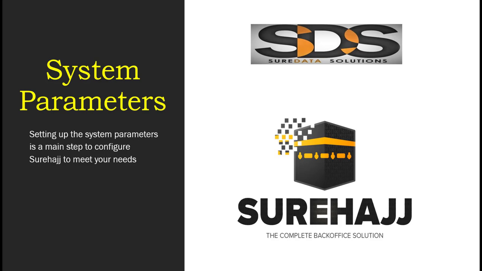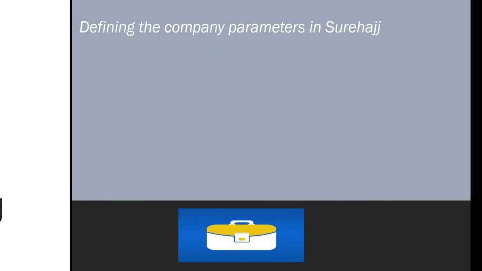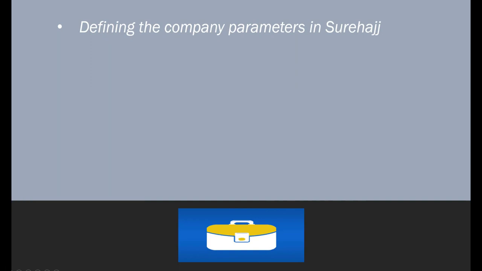Setting up the system parameters is a main step to configure SureHash for your needs. In this video, you will learn how to define the system configuration parameters like the company name and company information, which will configure the system to fit your company.